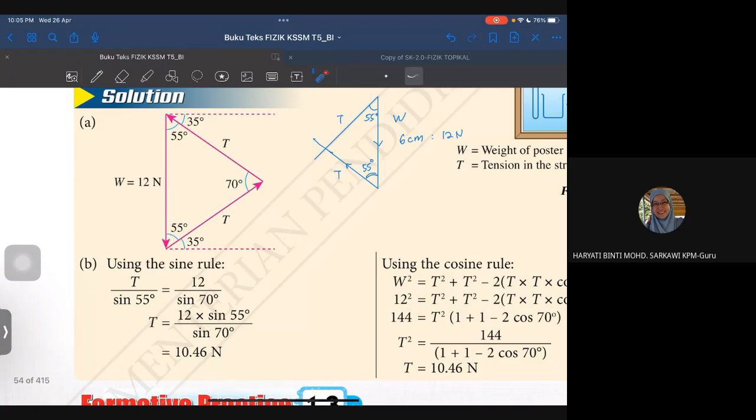Triangle of forces. Wait, let me read your question. For triangle of forces, do we need to measure accurately? Yes, you need to measure the angle correctly, accurately. You need to draw by using the scale and then measure correctly. The angle and the length must be accurate.